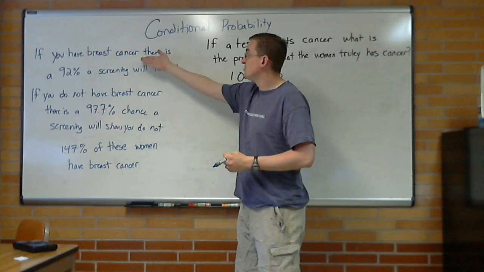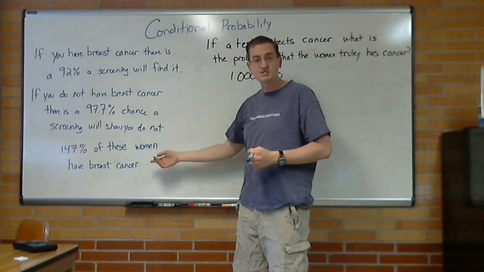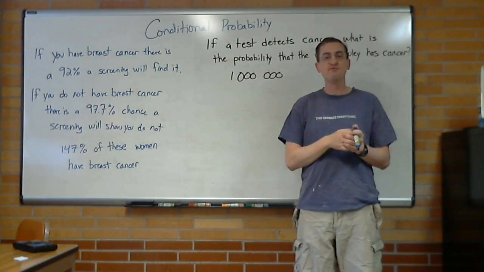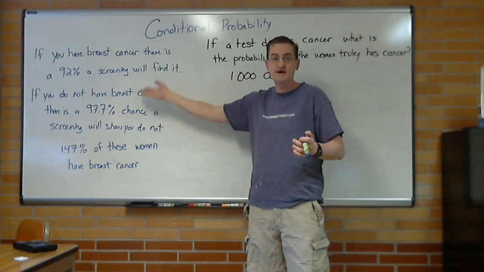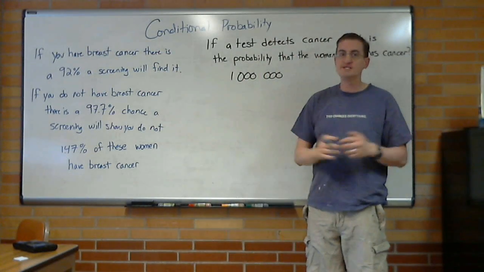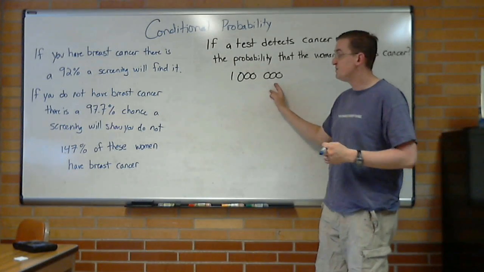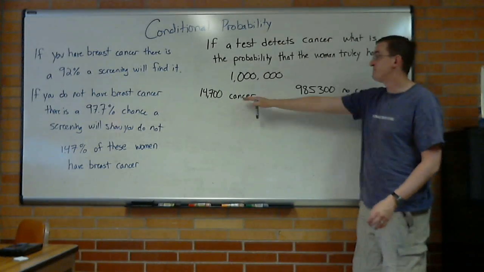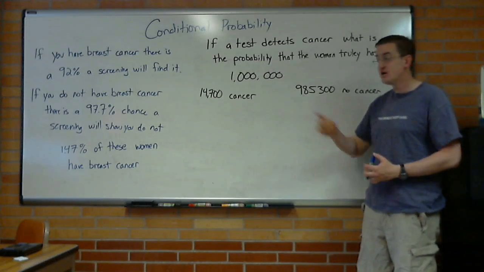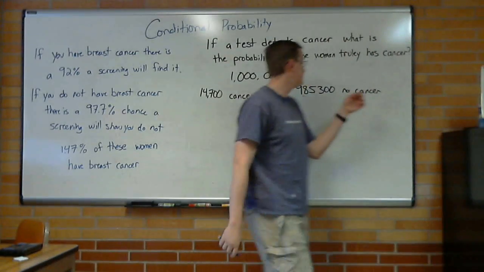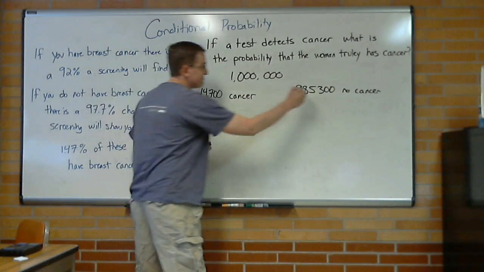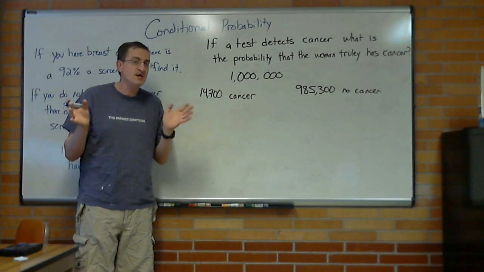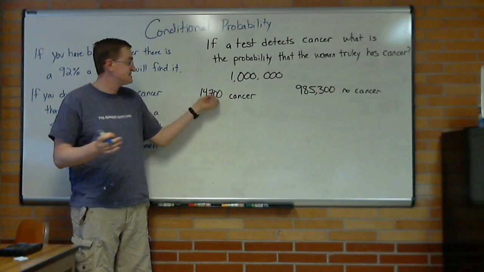Now, we want to know if they have breast cancer, if they don't have breast cancer, so we're going to start with how many of these women have breast cancer. Obviously, I can't start with how many of these women will test positive because that depends on whether they have breast cancer or not, which is the same thing that we had to deal with in the tree diagram. If I have 1 million women and 1.47% of them have cancer, then I have about 14,000 women with cancer out of this large group, and I'll have 985,000 who do not have cancer. So that's a way to visualize how frequent this cancer is.